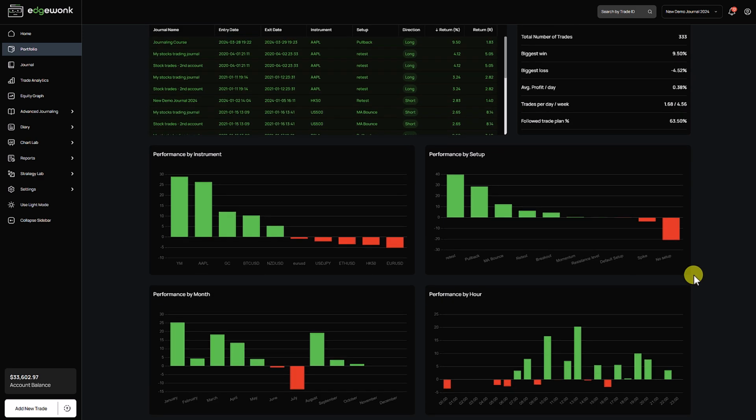And then at the bottom, we have 4 more performance graphs, again, accumulated over all of your trading journals. So it's showing you the performance for your instruments, for your different setups across the journals, your performance by each month, and the performance by hour.